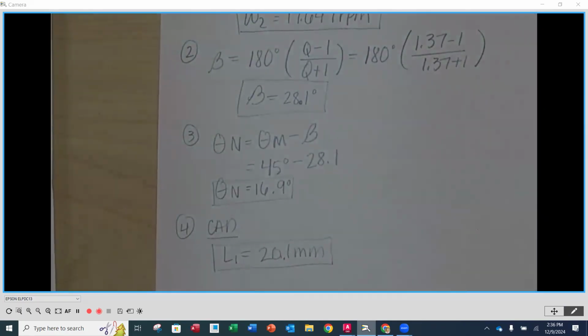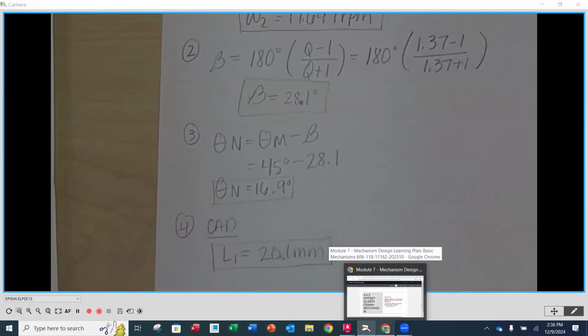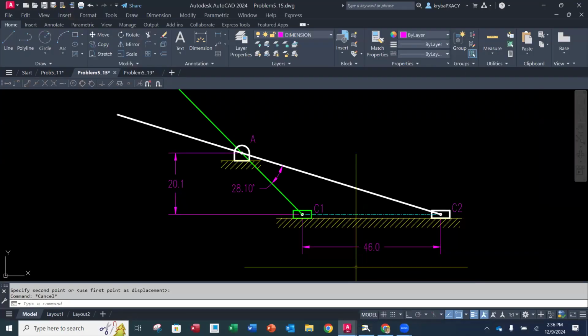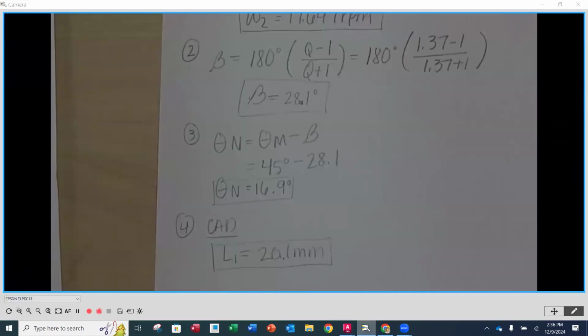So everybody see how we got that? The offset is from the center of rotation to the path that that slider takes. And everybody understand the theta N, theta M, and beta? Okay, so now we need to figure out the lengths of L2 and L3. Now, actually go back underneath.